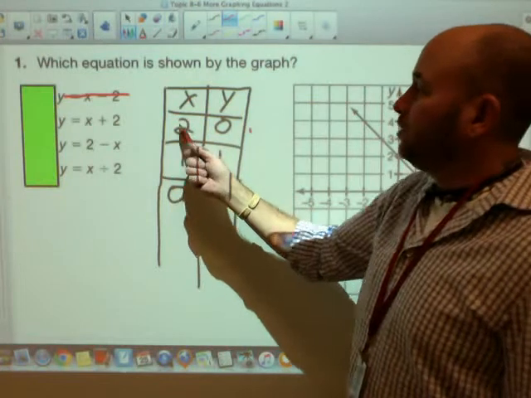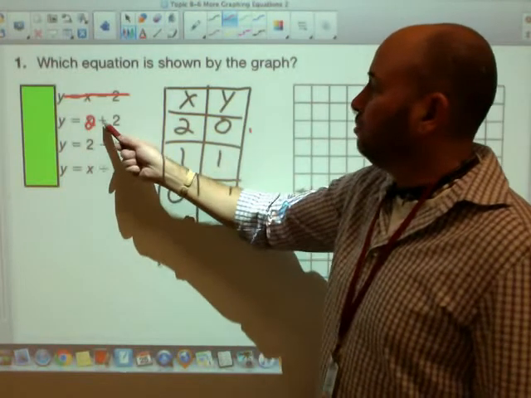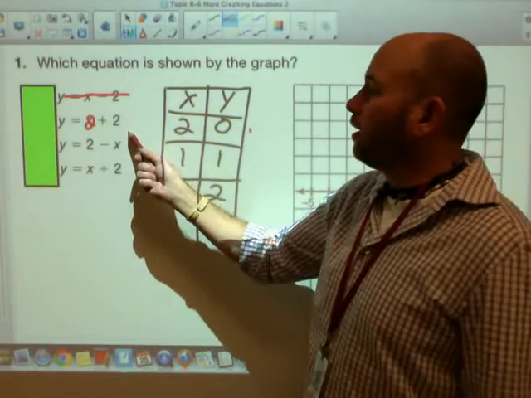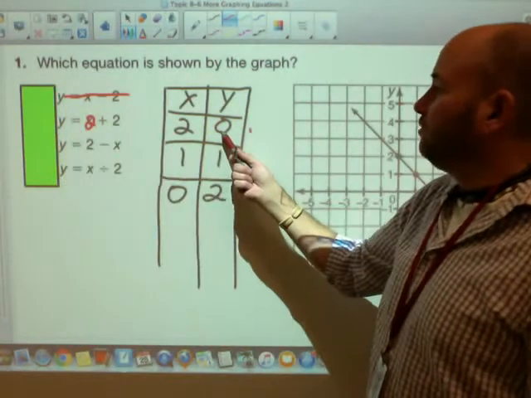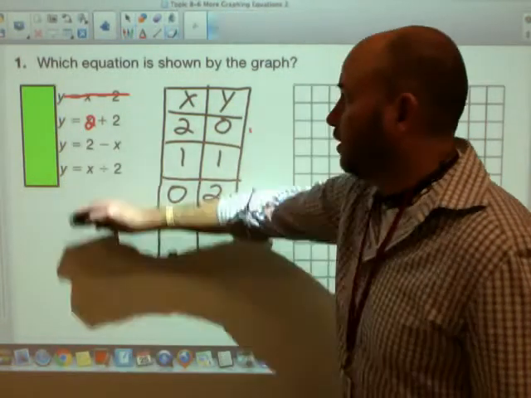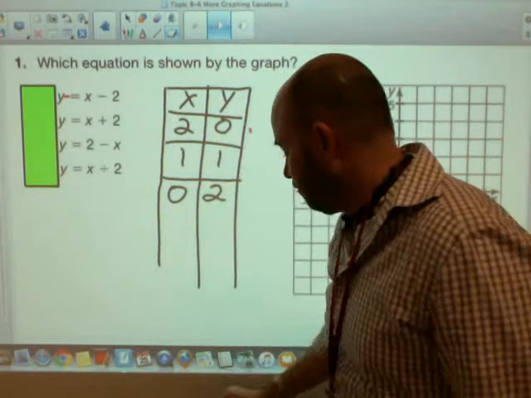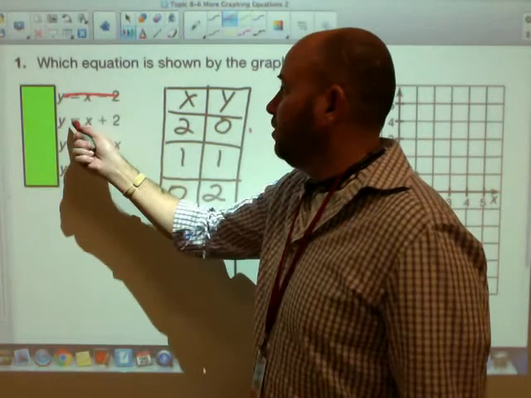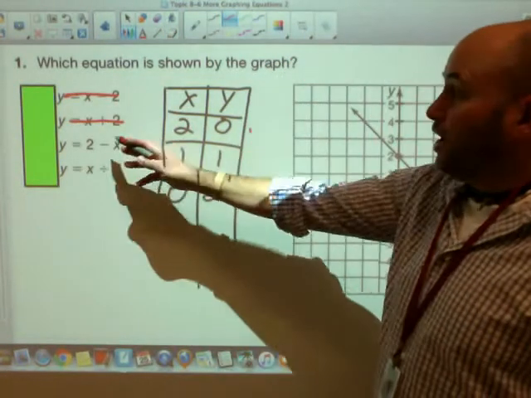So let's try it down here. I'm going to take my 2, and I'm going to say 2 plus 2 equals 4. So my y value should be 4. Nope, that one doesn't work either, okay? So far, I've eliminated this one and this one. Now I'm going to try this one.